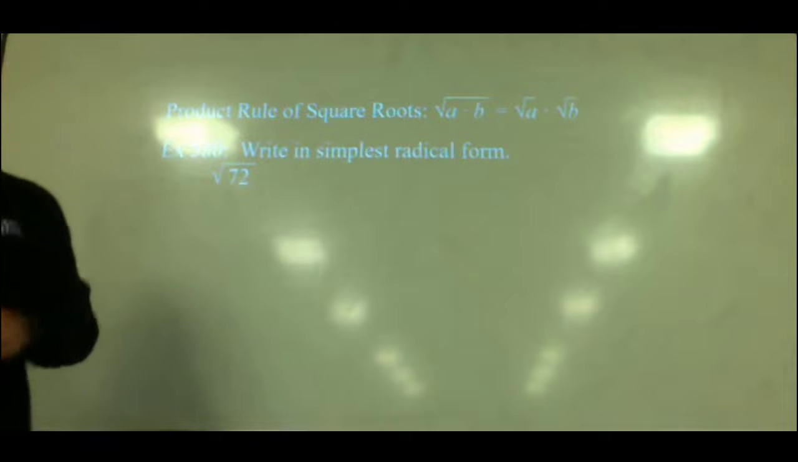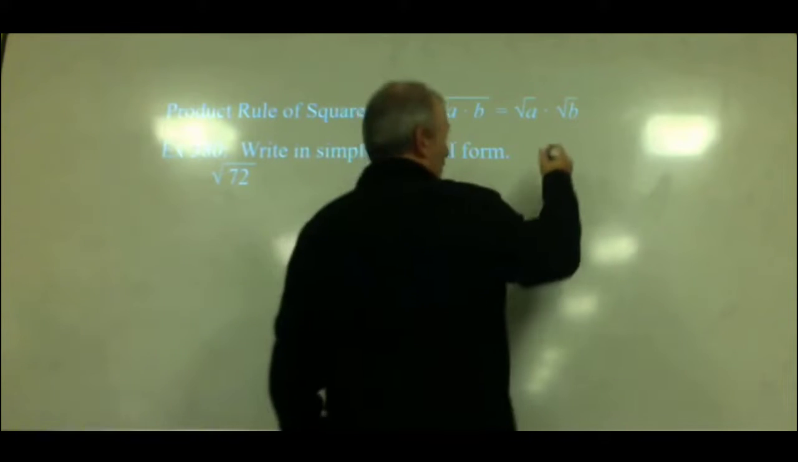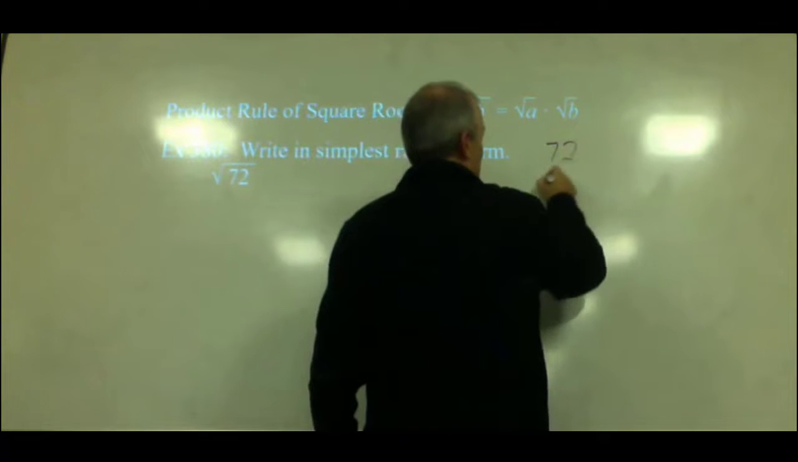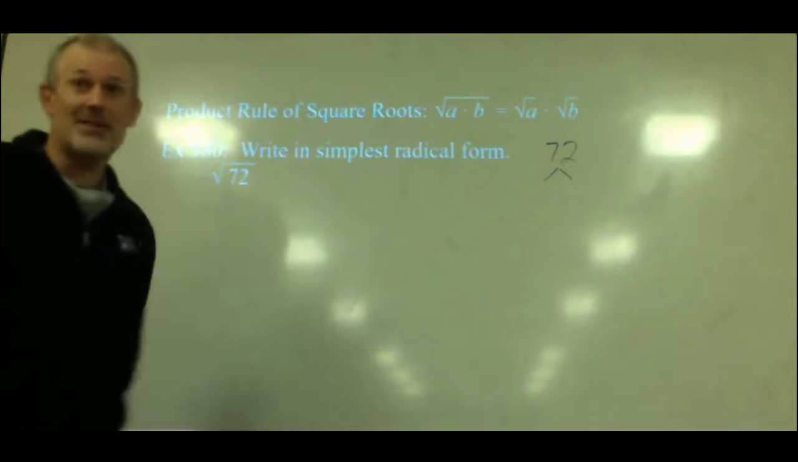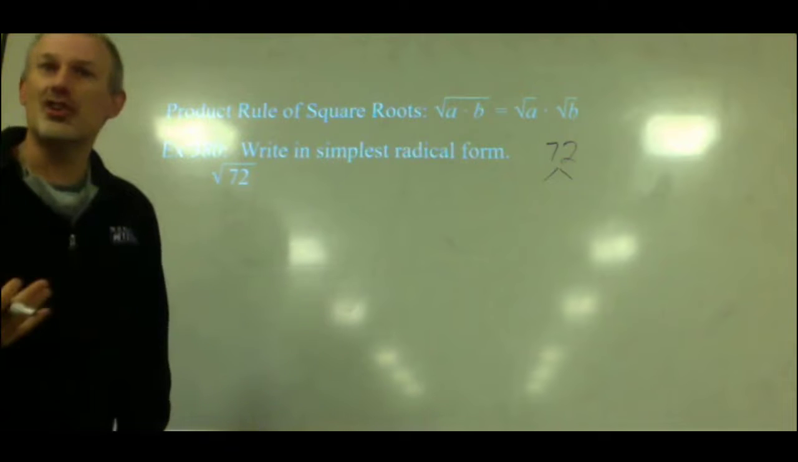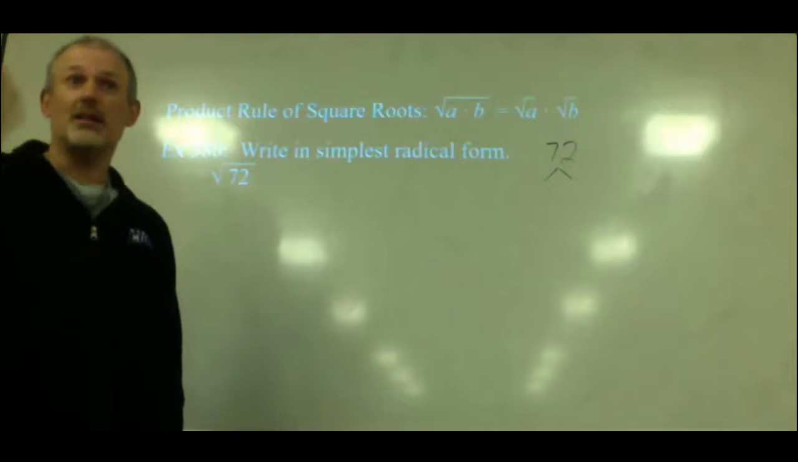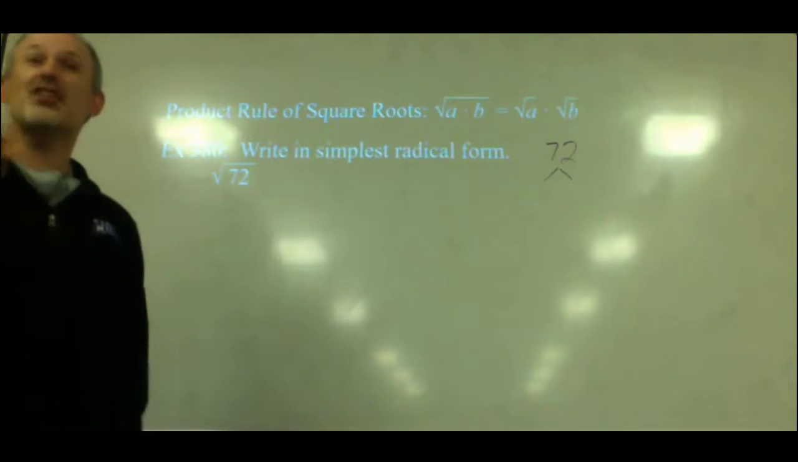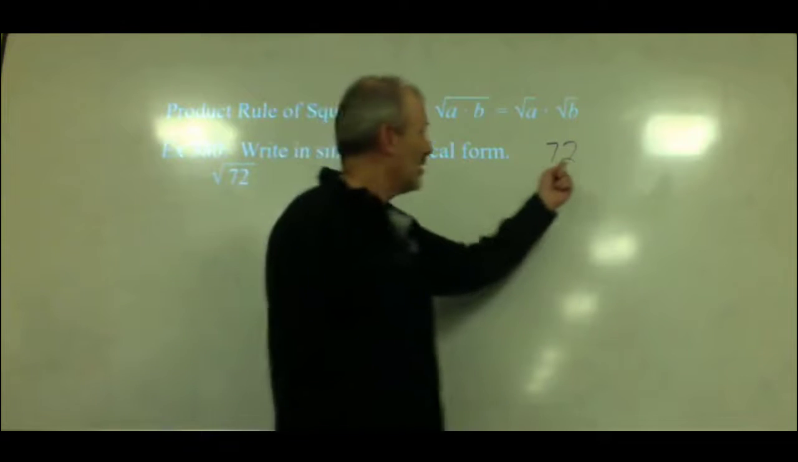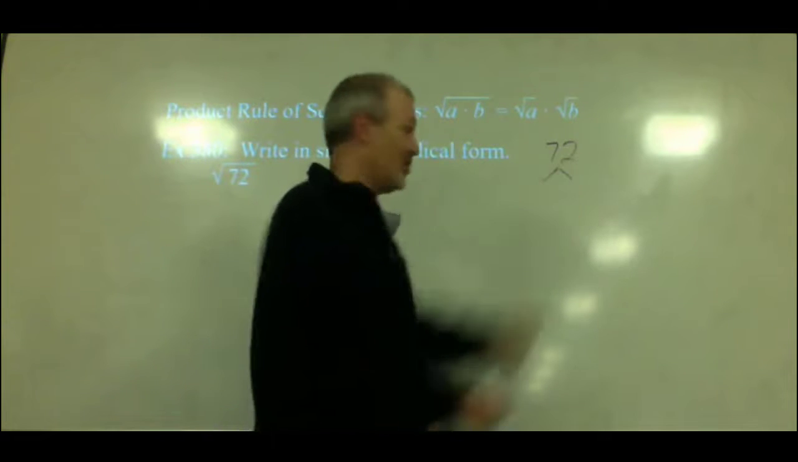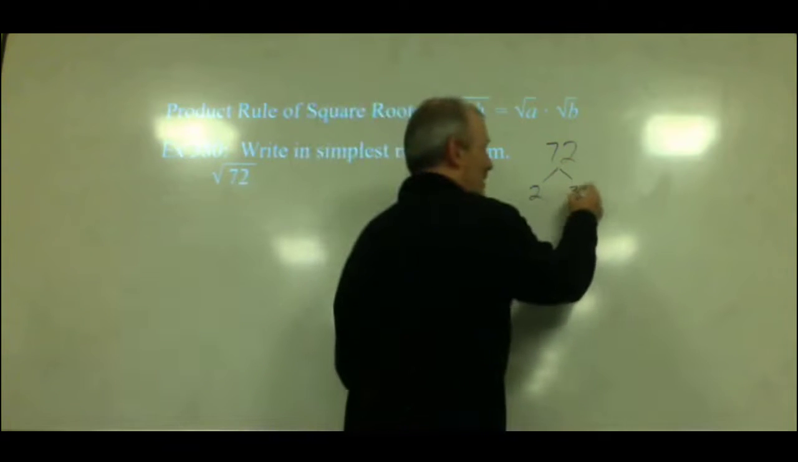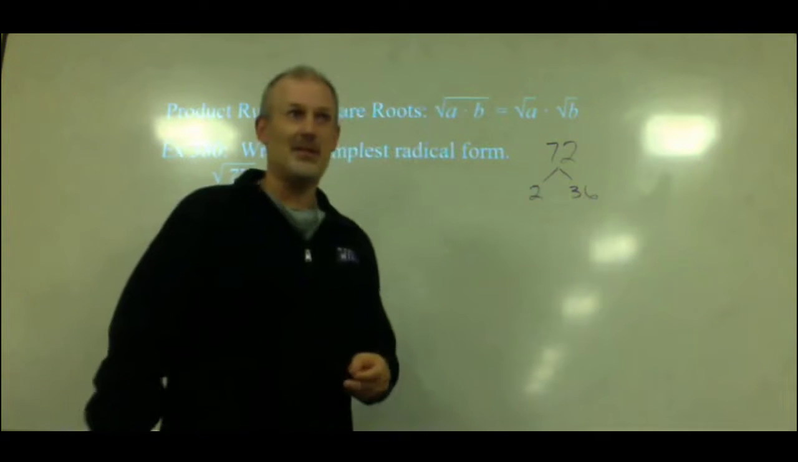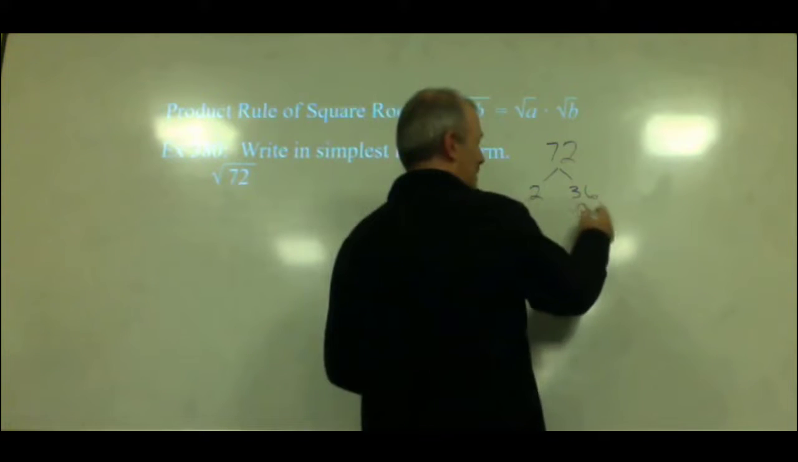Okay, 72. We're going to break up the 72. There's nothing on the outside this time. What can we break the 72 into? You said 9 and 8, and that's fine, it does work. But let's say that you're not sure. It's even, right? So we know 2. You just divide and you get 2 and 36. Does that make sense?